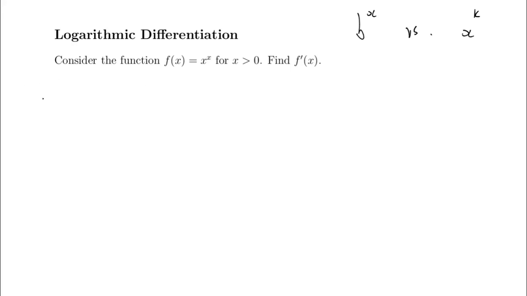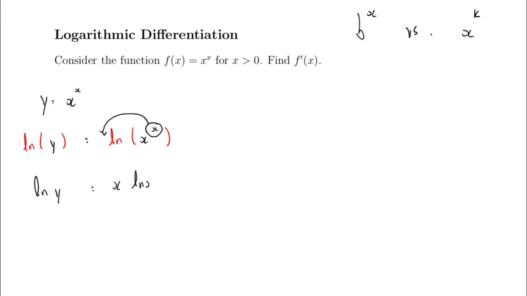Well, what we're going to do is say y equals x to the x, and then we're going to go ahead and tack a log onto everything. So we're going to say the natural log of y equals the natural log of x to the x. So we're going to introduce this log. Notice we can use a log property here. Let's pull that x out front. So what we really have is the natural log of y equals x natural log x.